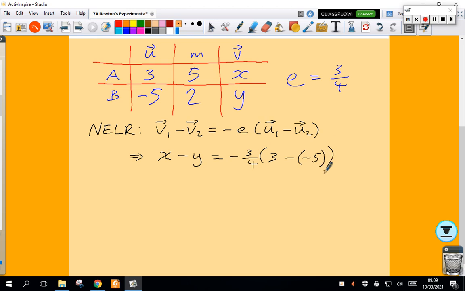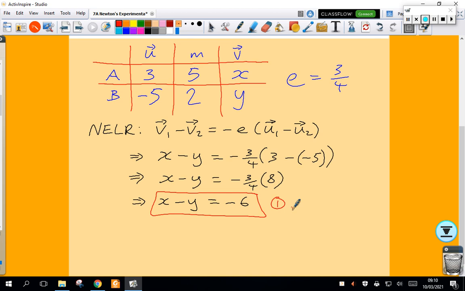So this is what we have at this stage. Okay, I'm just going to multiply everything out. We're going to get x minus y equals negative 3/4 times 3 subtract negative 5, subtracting a negative is the equivalent of adding. So we're talking about 8, subtracting a negative is the same as adding a positive. And then a nice bit of cancellation over on the right hand side to get rid of that fraction. That's going to be negative 6. Okay, and I'm going to just call that equation 1, and I'm going to keep it until I have a second equation.